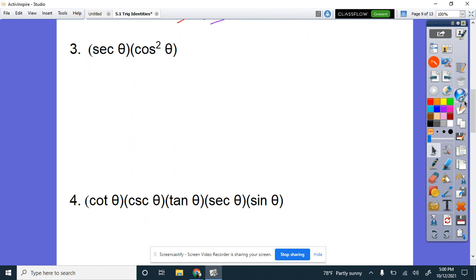So let's use what I just talked about. Let's go to number three. Question three here is secant theta times cosine squared theta. Well, secant and cosine are inverses. So if I have one secant and two cosines, I can just cancel out the secant and one of the cosines, and I'm left with cosine theta. Ooh la la. Now, if you need it worked out, that is okay. So here's how I do it, work it out.